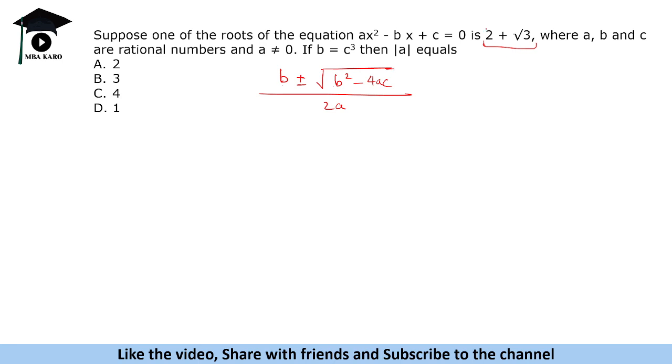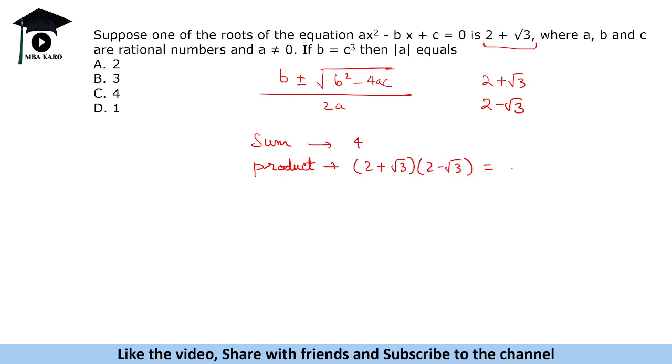So whenever you are given one root like this, the second root has to be the conjugate. So if one root is 2 plus root 3, the second root is 2 minus root 3. Now what operation we should do in this case is we need to find the sum and product of roots, so that we will get the values of a, b and c. So the sum of the roots is 4, simply adding, and the product of the roots is 2 plus root 3 into 2 minus root 3, which is 2 square minus root 3 square. 4 minus 3, that is equal to 1.